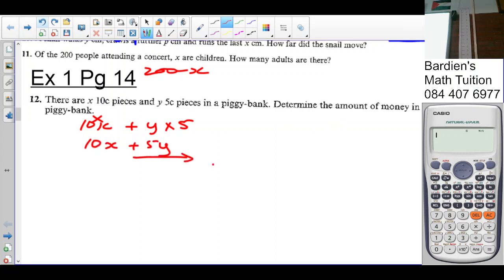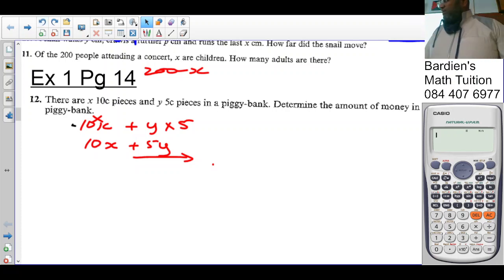Who got that one right? Okay, all okay. If you got this, suffice. It's fine for you. But can we add 10x and 5y? No. Why? It's unlike terms.